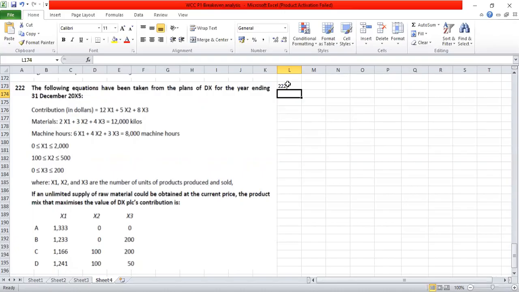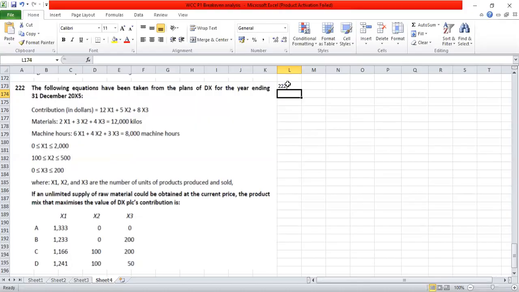X1 lies between 0 and 2000. The x1 is a product which can be produced between 0 and 2000 kgs, not beyond 2000. So that's the restriction. The maximum number of units which can be produced of x1 is 2000. For X2, the least production which should be taken up is 100, between 100 and 500. X3 is between 0 and 200, where X1, X2, X3 are the number of units of products produced and sold.